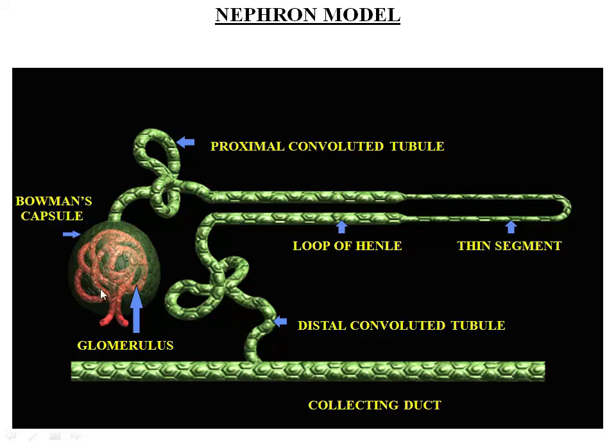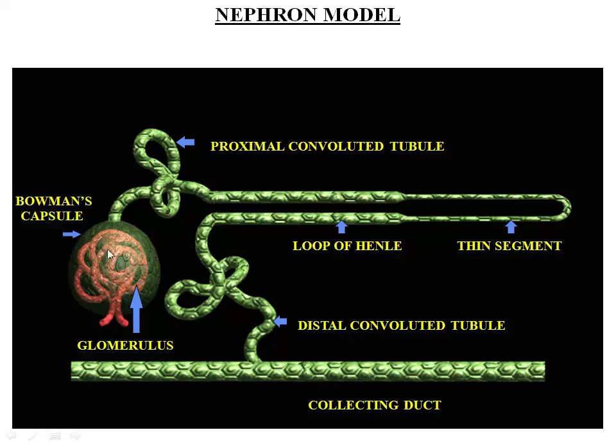So except WBC and RBC, everything gets filtered into the Bowman's capsule, and essential things are then reabsorbed while passing through this tubule system, and unwanted things are poured into the collecting tubule, and that is what we call the filtration function of the kidney.